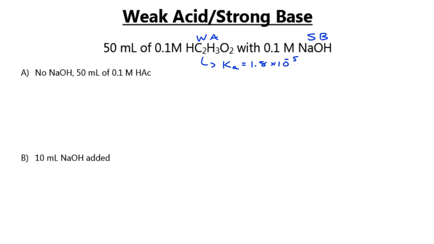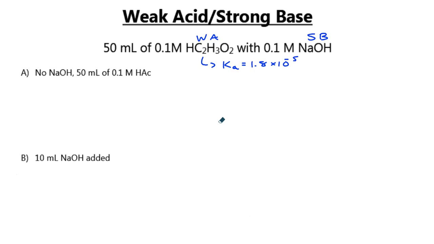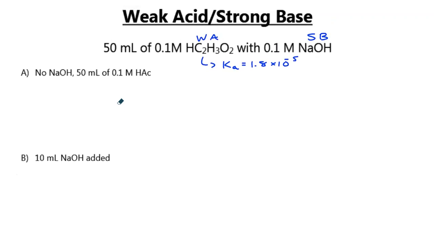All right, this video is going to show how to do a titration curve, specifically calculations of titration curves with a weak acid and a strong base. And then on the bottom of our sheet, we are going to graph it. So we have A, B, C, and D only. We have four scenarios that we need to figure out.